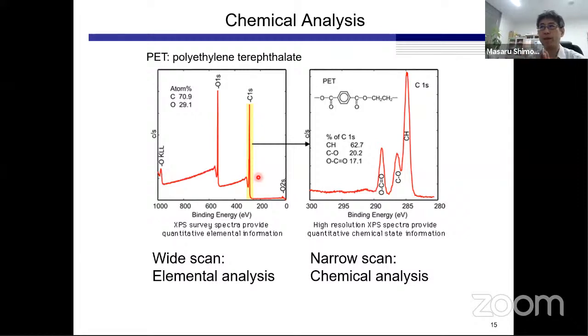So if you find some very unknown peak, first you should doubt the satellite peak of the X-ray source. But if you use a monochromatic X-ray, you don't have to think about that. Just think about the plasmon or the HOMO-LUMO excitation like that.